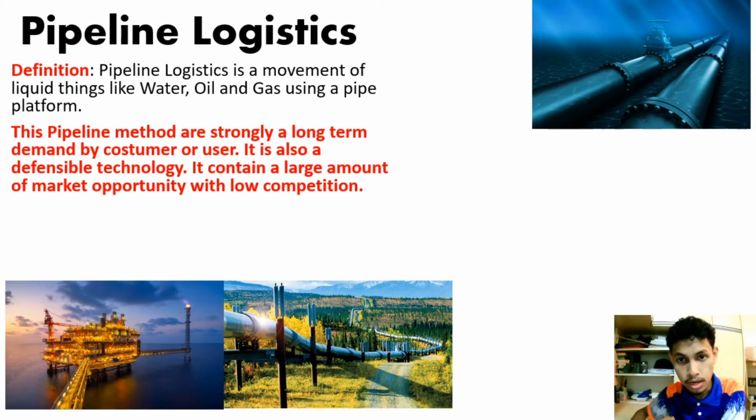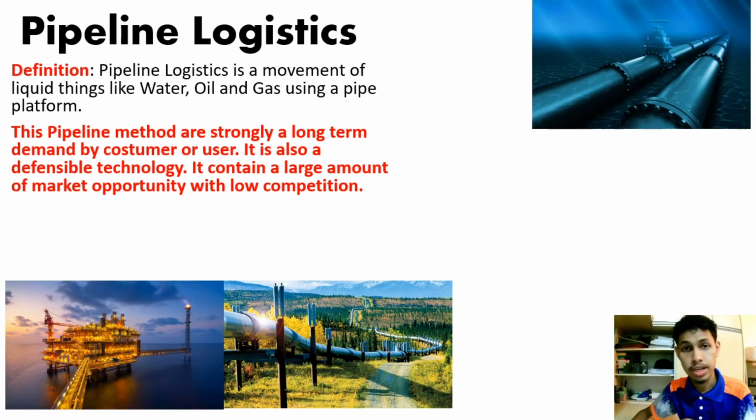First of all, let's jump to the pipeline logistics definition. Pipeline logistics is the movement of liquid things like water, oil and gas using a pipe platform. These pipeline methods are a strong long-term demand by a customer or user. It is also a defensible technology. It contains a large amount of market opportunity with low competition.